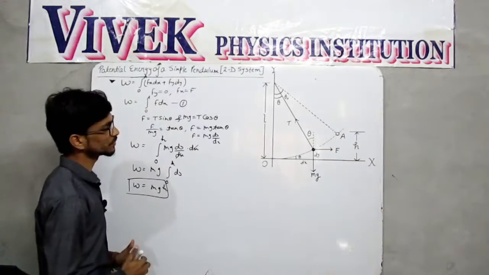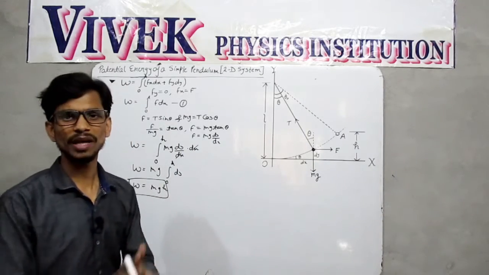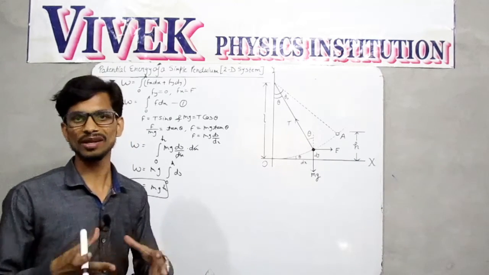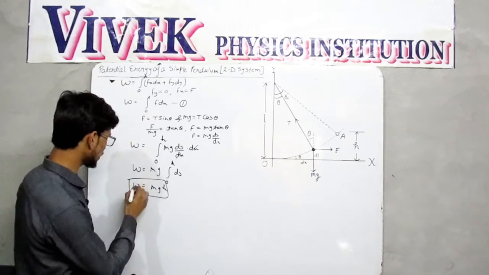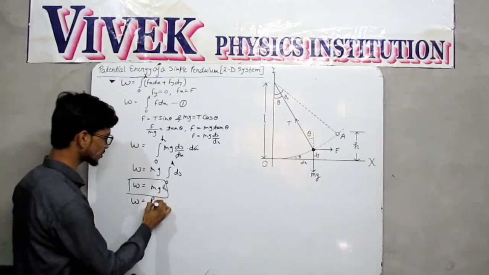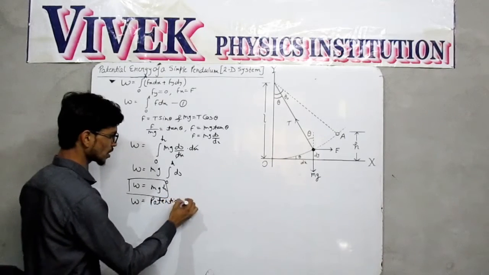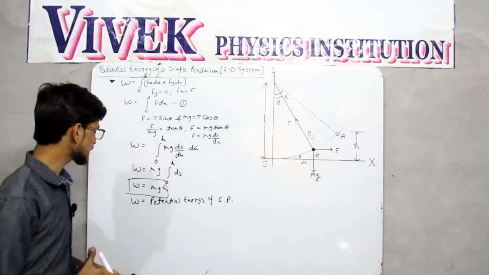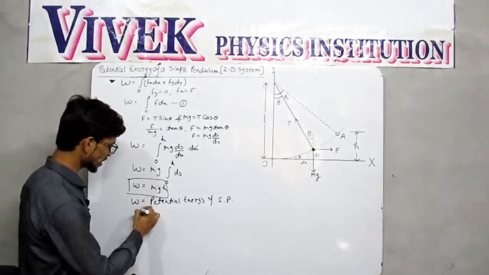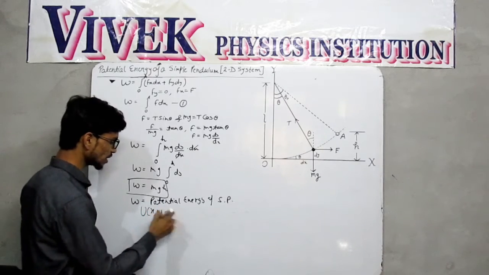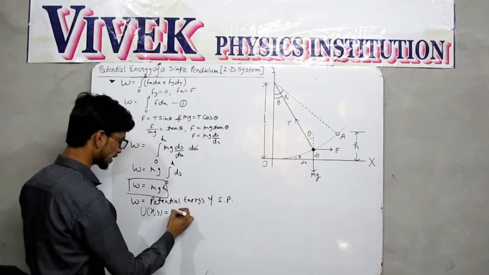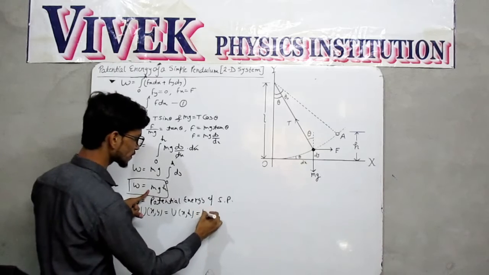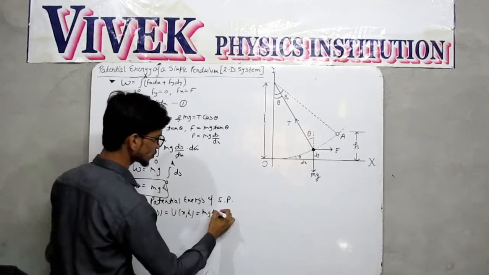Now simply this energy will be stored as the potential energy of the simple pendulum. So I can write that this work done will be equal to the stored potential energy in the simple pendulum. So this work done is equal to the potential energy of the simple pendulum. The potential energy of the simple pendulum can also be written as U(x, y). Here y is simply h. So I can also write this as U(x, h), which we have determined as mgh. Let this be equation 2.